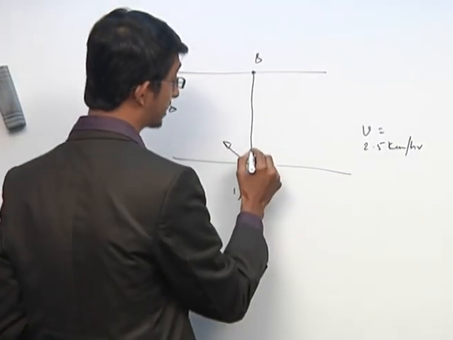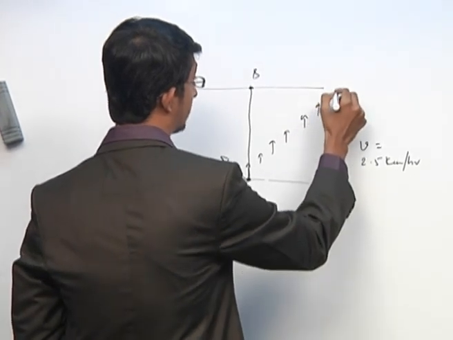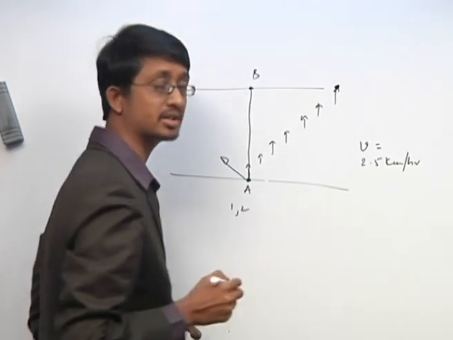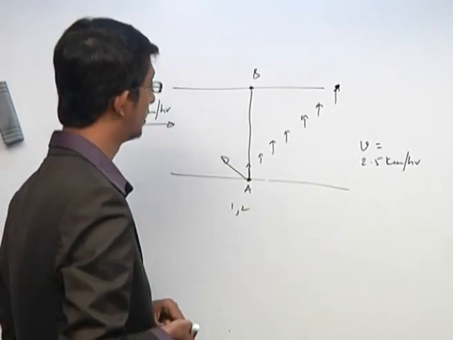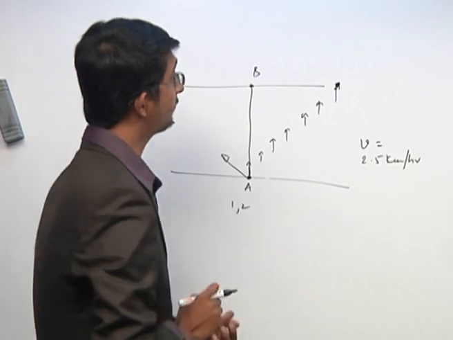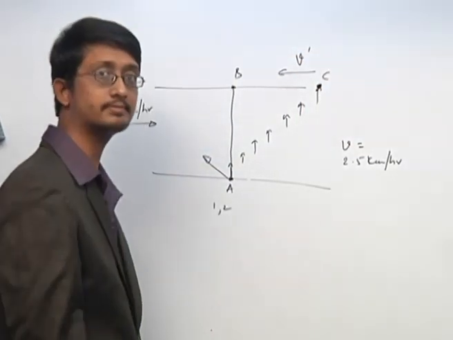So how is he swimming? He is always swimming in the perpendicular direction. He wants to reach the opposite bank in the shortest possible time. So he will reach the opposite bank in the shortest time, but he is not reaching B. He is reaching some other point. Why? Because the river has taken him to the right. Now from there he starts walking with a certain speed v dash.